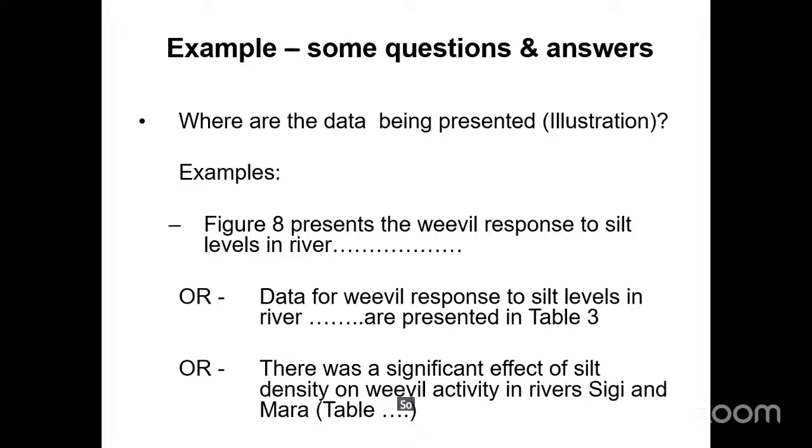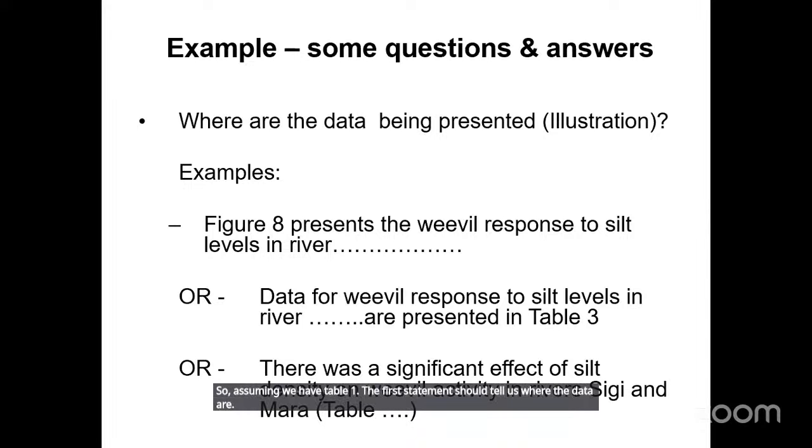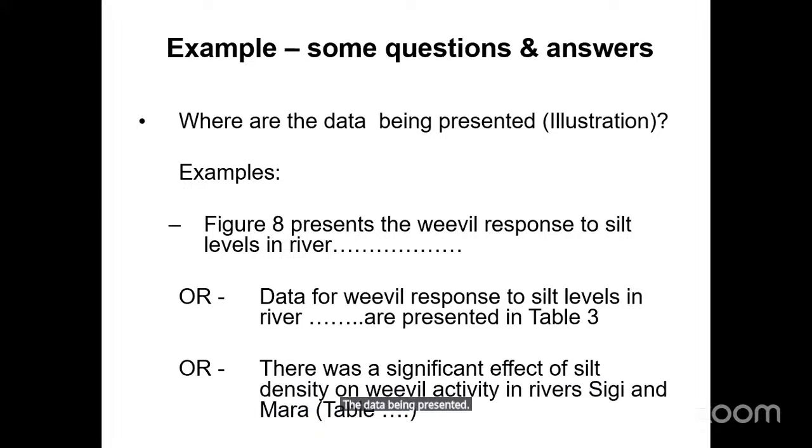So assuming we have table 1, the first statement should tell us where the data are. The data being presented and interpreted, where are they? So that the reader opens the 2 pages and has the table here and the text here, and is able to track to see whether what you are saying is actually correct. Many people just write a text which is disconnected from the actual data. That happens, and that's incorrect.